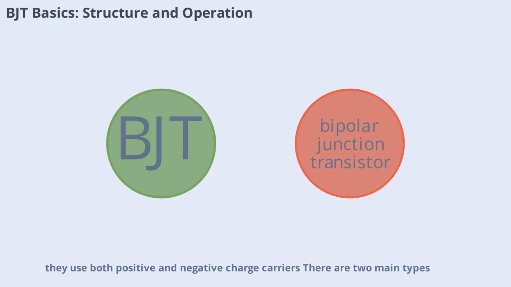There are two main types, NPN and PNP. BJTs have three terminals: base, emitter, and collector. The base is the central part. The emitter initiates electron movement, and the collector gathers electrons.